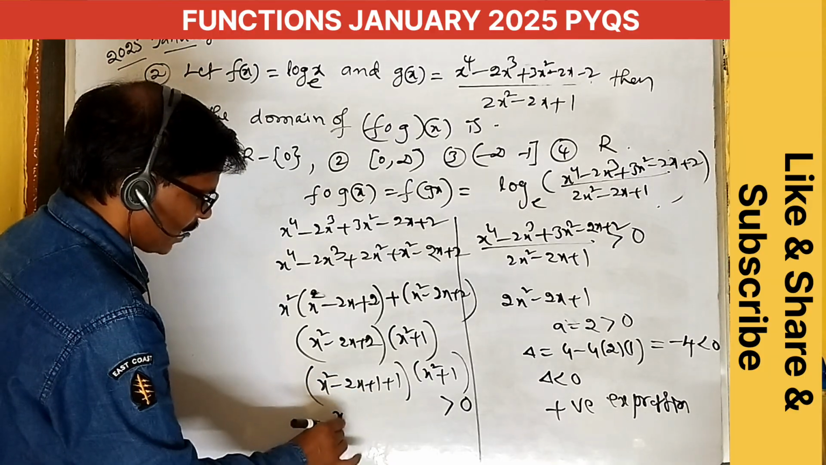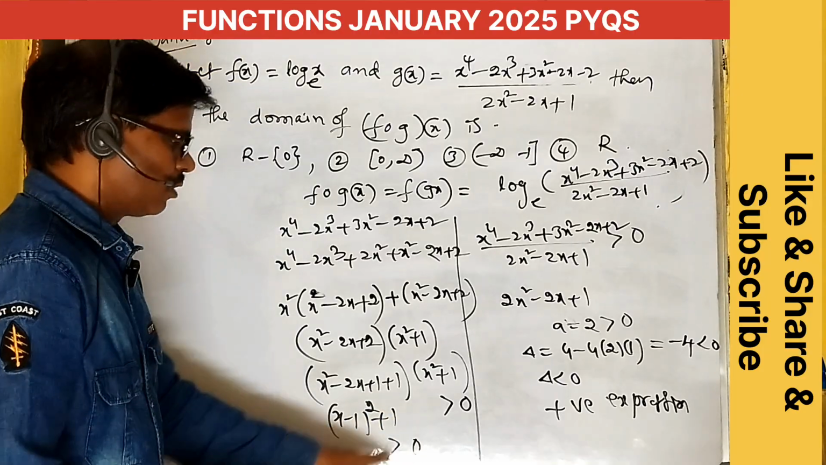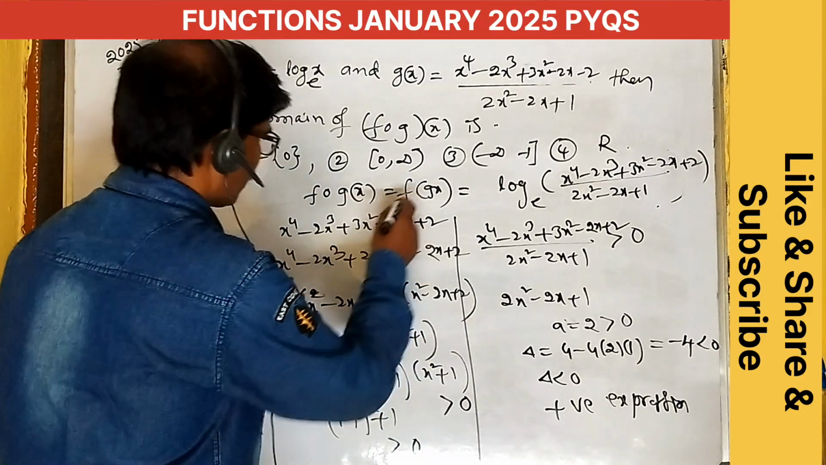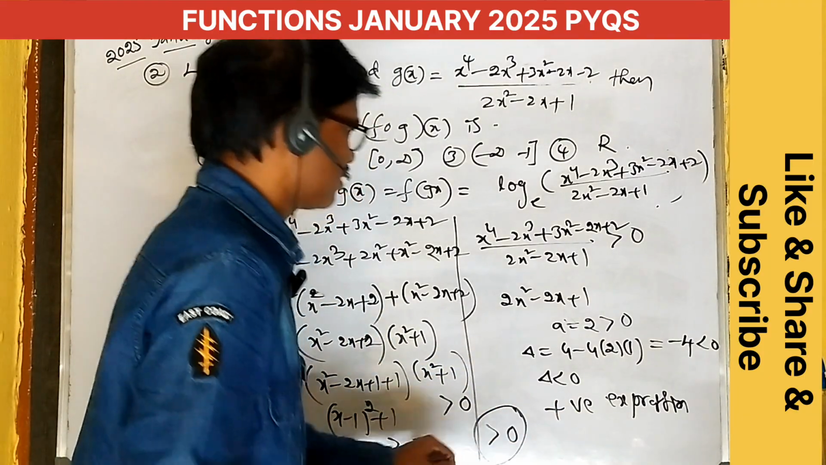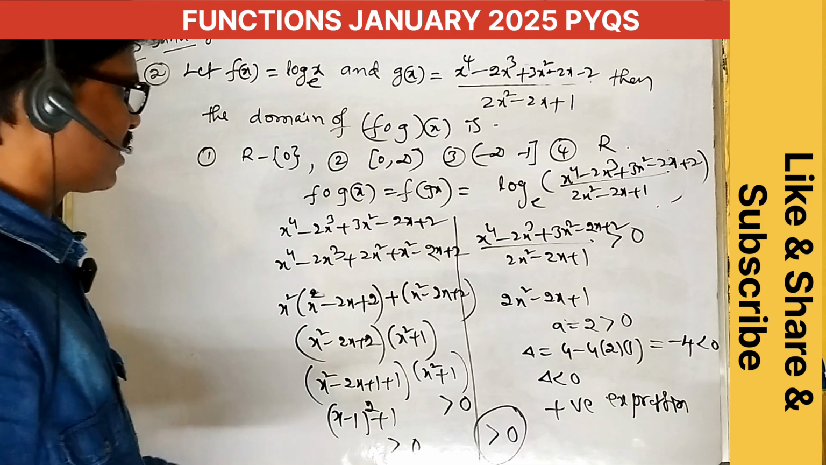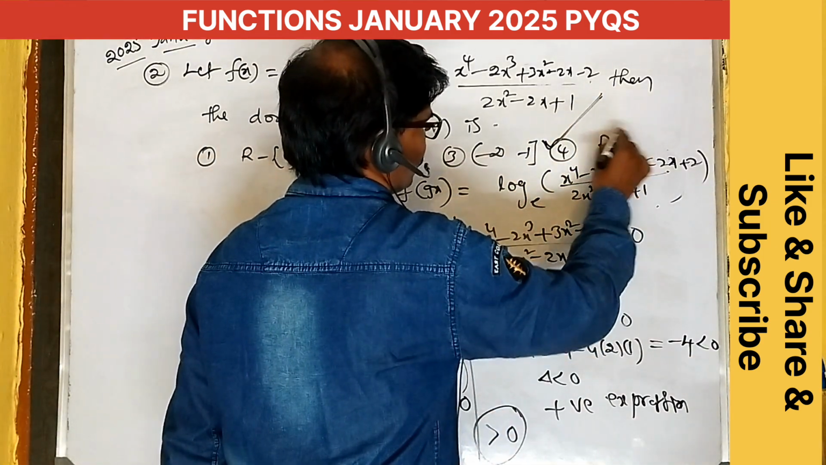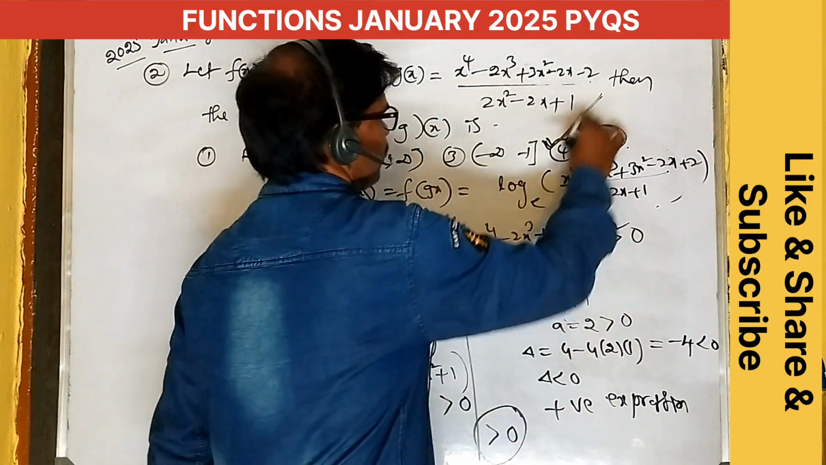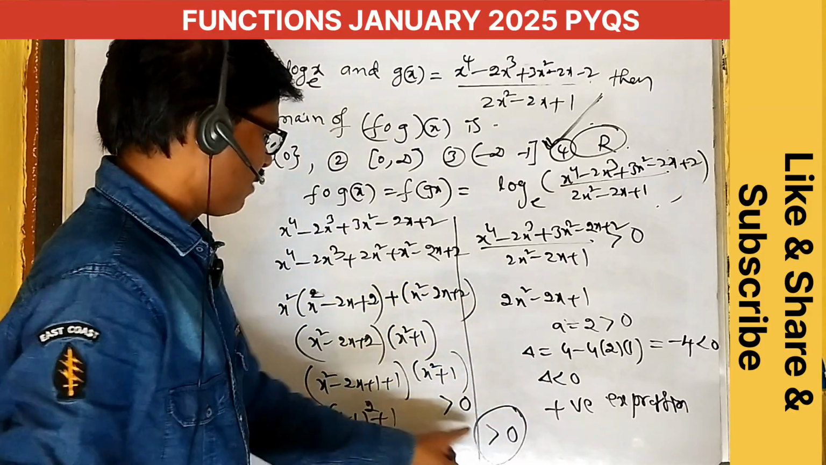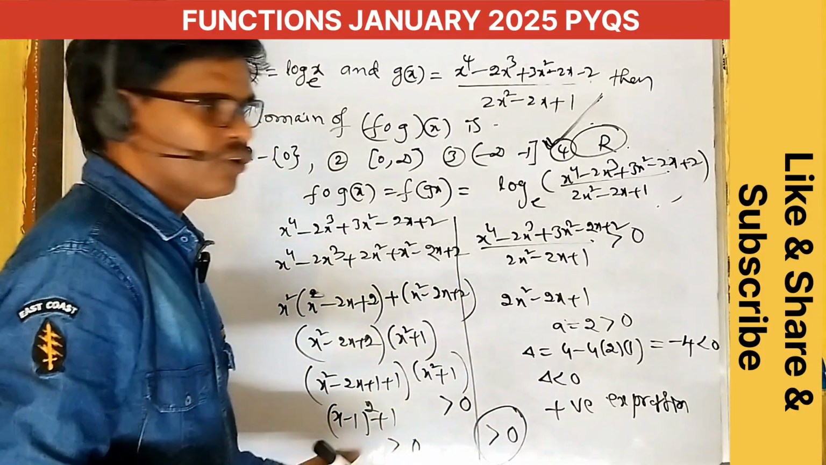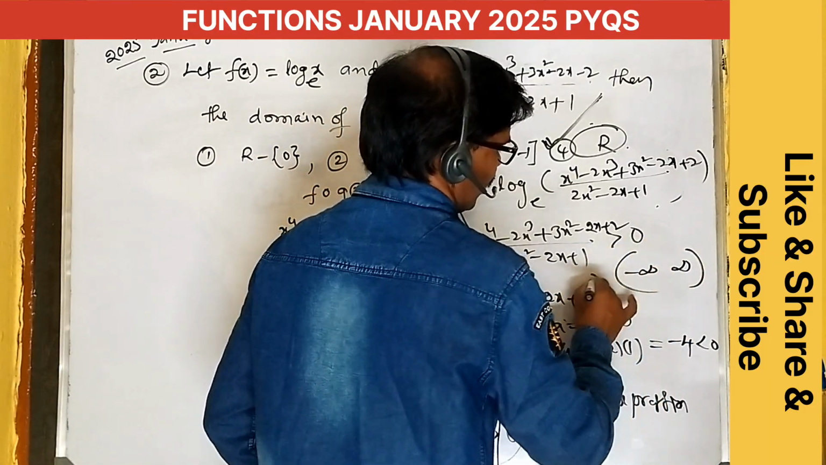Next this is written as x minus 1 whole square plus 1. This is also a positive value greater than 0. Totally this is a positive expression, and this is also positive, and this is also positive. Totally positive expression means what is the domain? Domain is real numbers. Option 4 is correct. The domain is minus infinity to plus infinity, x belongs to this.